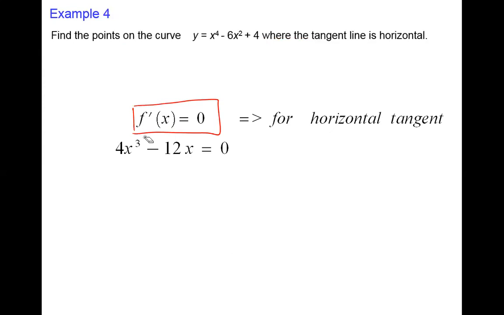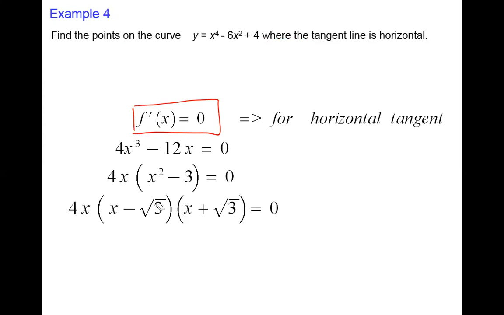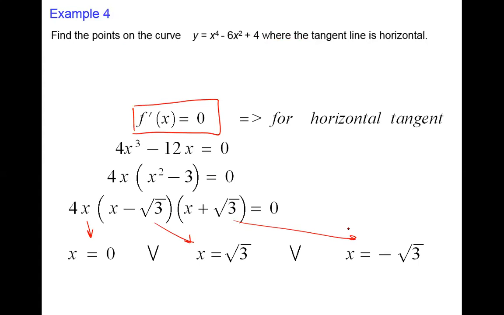Okay, I have 4x cubed minus 12x. I see a common factor of x, and I see x squared minus 3, which can be rewritten as linear factors, x minus root 3, x plus root 3. And now it's easy. This is giving me 0, this is giving me positive root 3, and this is giving me negative square root of 3. That means that's the solution of our equation. At these x values, the tangent will be horizontal.